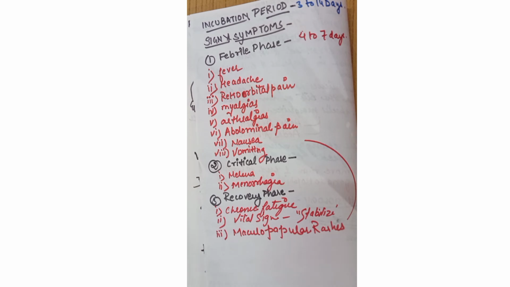In the febrile phase we can also add some points, like there will be respiratory problems such as cough and nasal congestion, and also in the febrile phase there will be a decrease of WBC count.